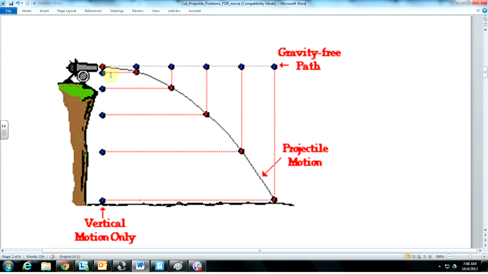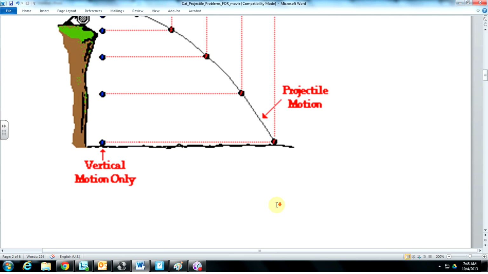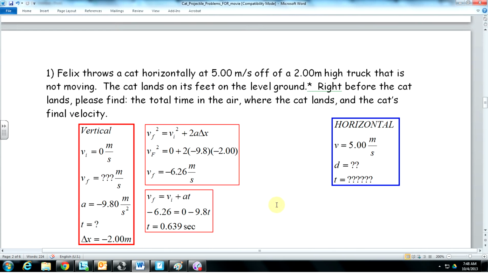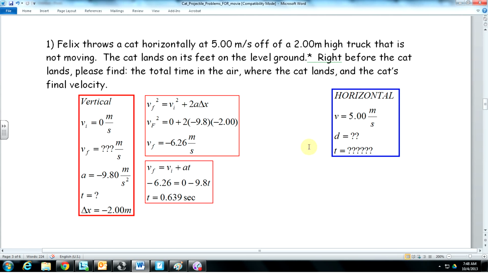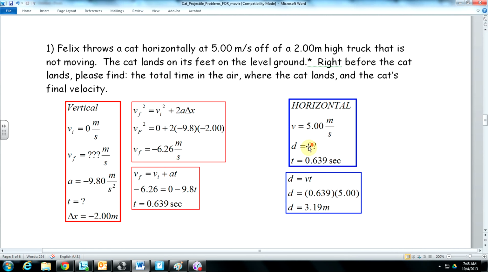So now that we know the time that it takes for this actual path, because this is the actual path that it takes, now that we know the time, we can go back and revisit the horizontal. So let's see what happens. So horizontally, now that we know the total time, I can now get the horizontal distance. So this is the distance horizontally that it moves while it was falling those 2 meters.